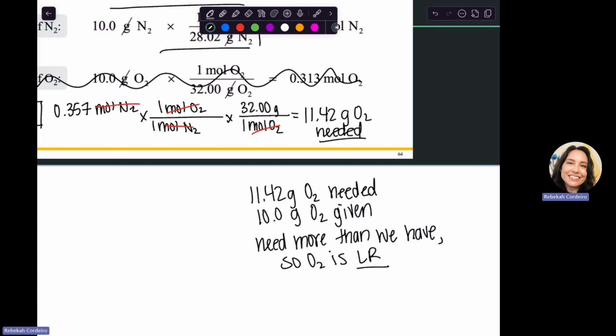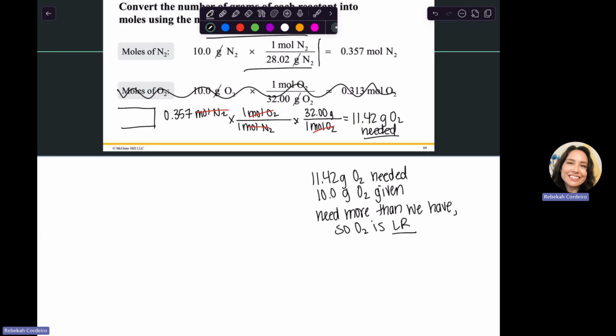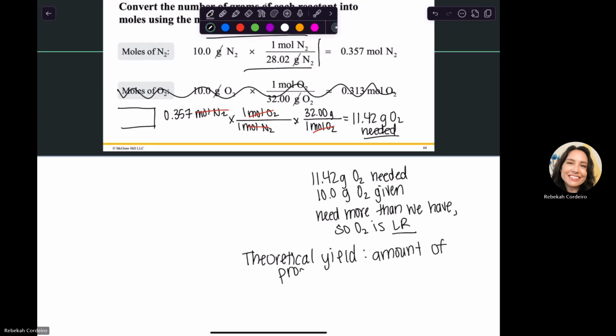Then when you want to find your theoretical yield, you use the O2, the oxygen, to do that. So theoretical yield will be the amount of products made from O2, because O2 is our limiting reactant.